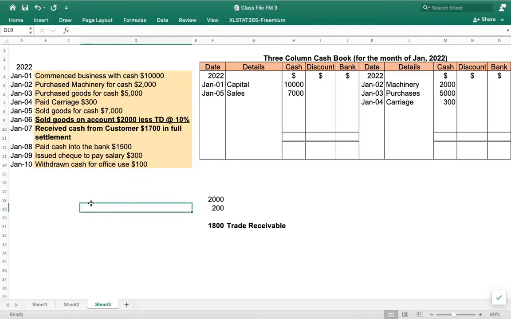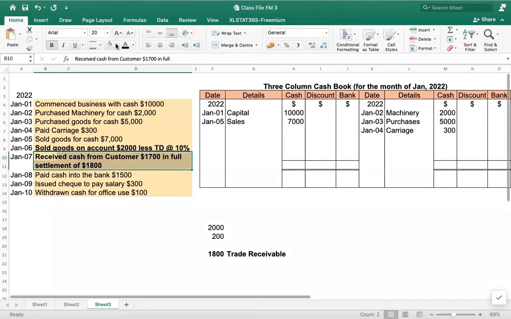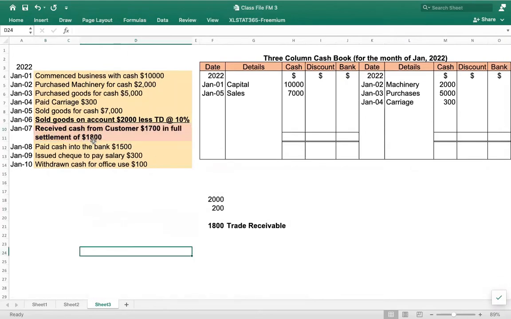The next one is receive cash from customer 1700 in full settlement. Now tell me, he is supposed to pay me how much? 1800. But he paid me how much? 1700. And in full settlement of, let me write, of dollar 1800. So don't you think again I allowed him discount? He is supposed to pay me 1800, but I told him that just pay 1700.